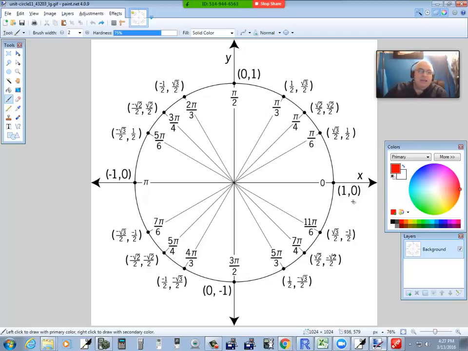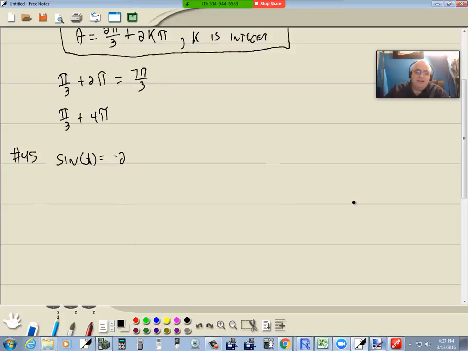Nowhere does it equal negative 2. It actually doesn't go that high. If you specifically look where sine and cosine are valid, they're valid between negative 1 and positive 1, including those values. So it can never equal a negative 2. So this is a no solution case.